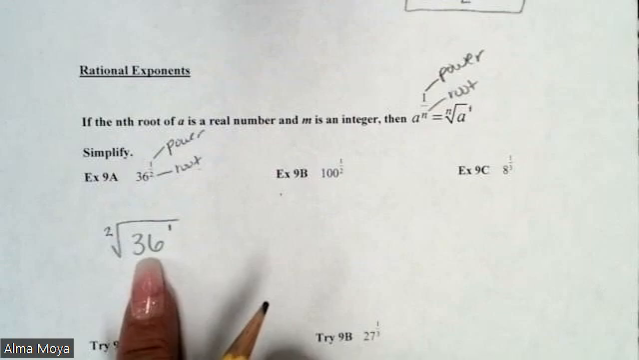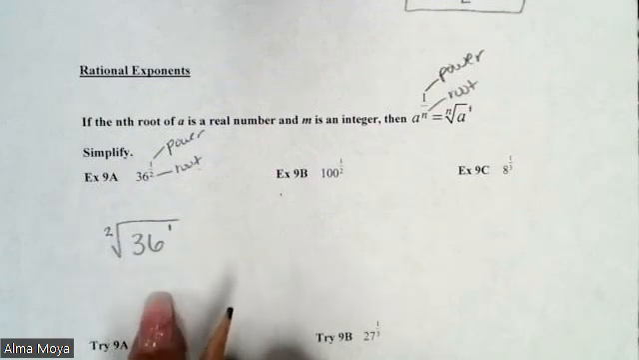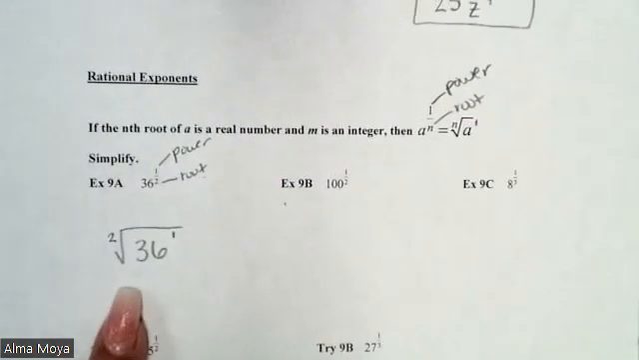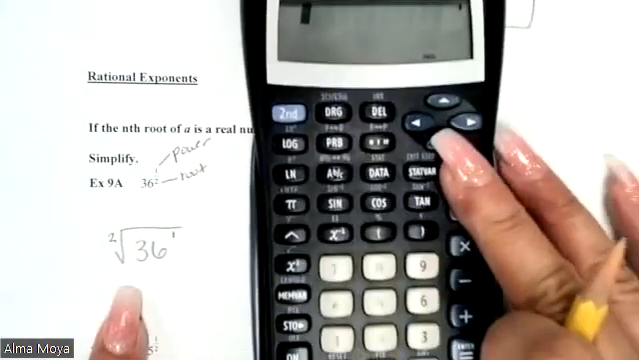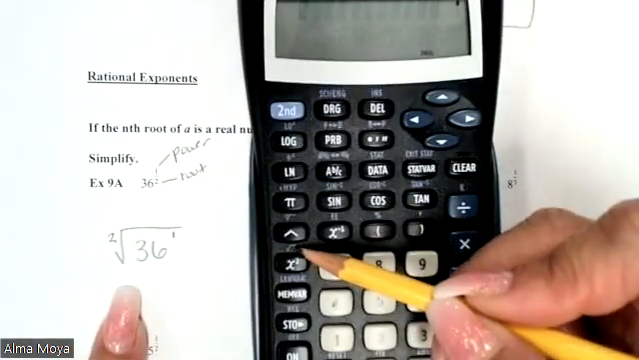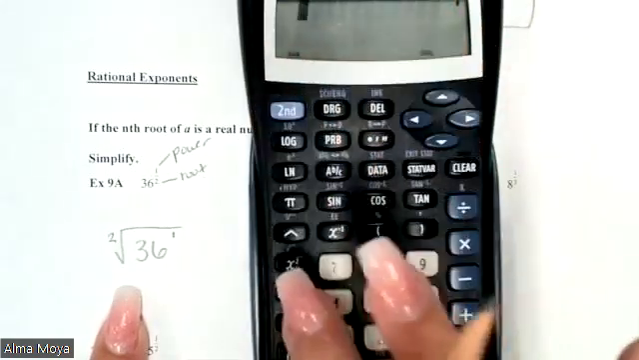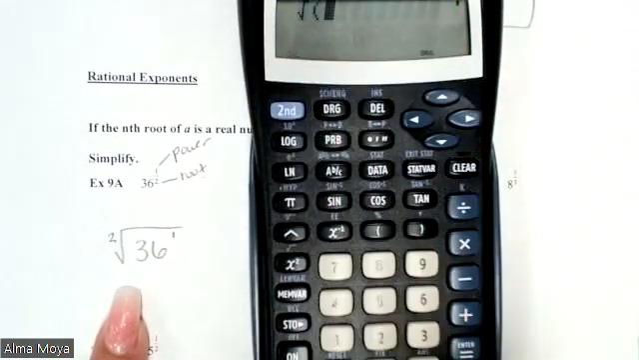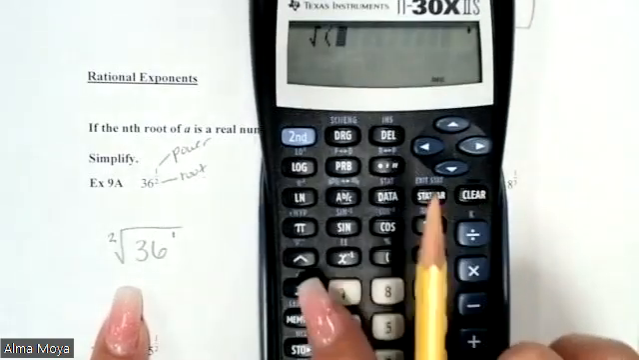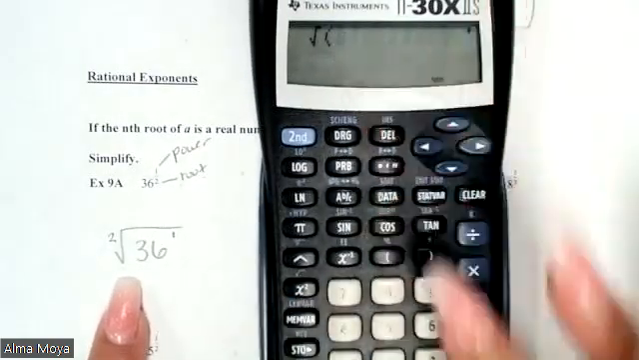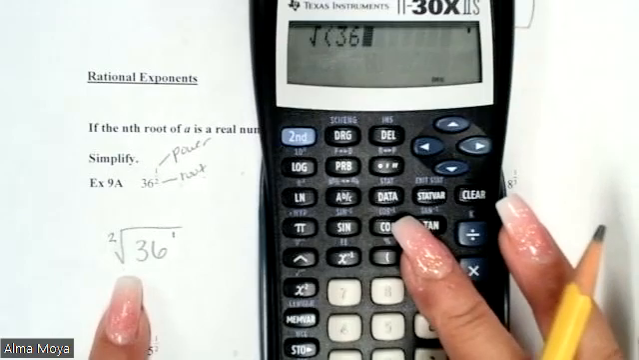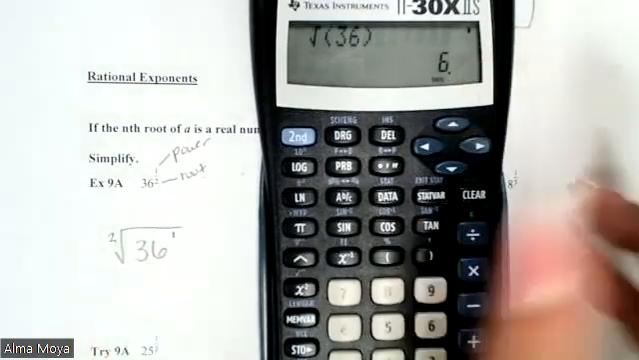So what times what gives me 36? The answer is going to be 6. Now, the way that you can type this in on the calculator is here's the root button, and because it's in this bluish color, you're going to hit second, and then hit that key right here, which is the x squared key. That's going to be the square root. And then I'm going to hit 36. I don't have to put the power of 1, and look at the answer, 6.